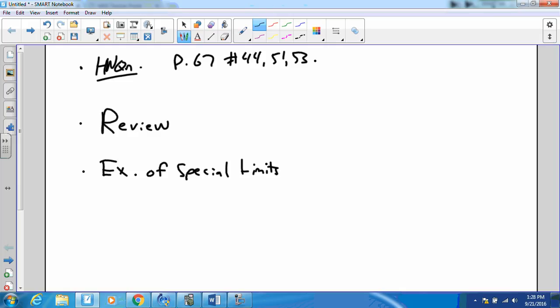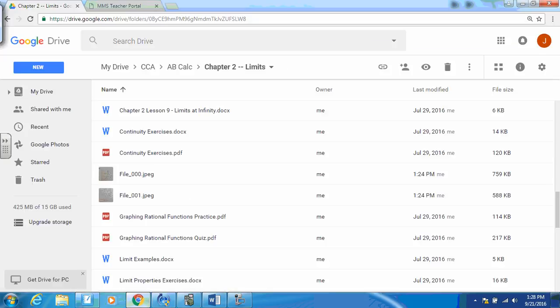When we get to examples of special limits, I have an announcement about the homework and a correction that needed to happen to one of the problems. So there it is. So let's begin with the homework questions, page 67, numbers 44, 51, and 53.